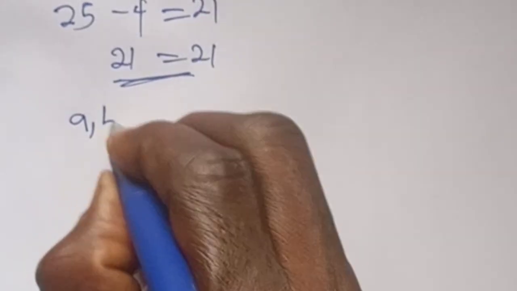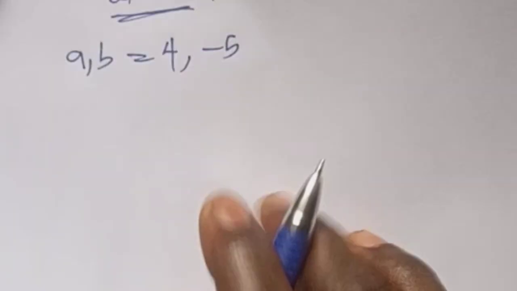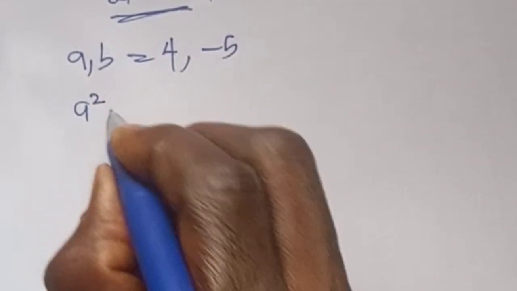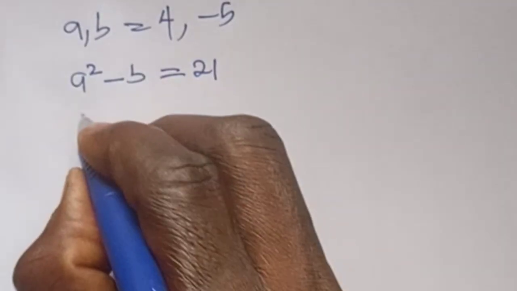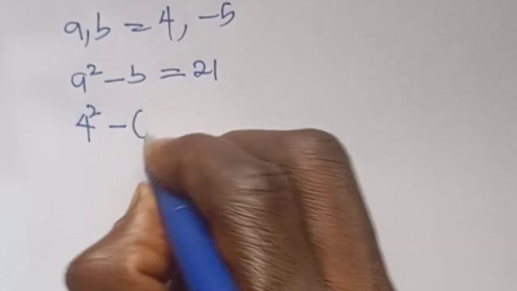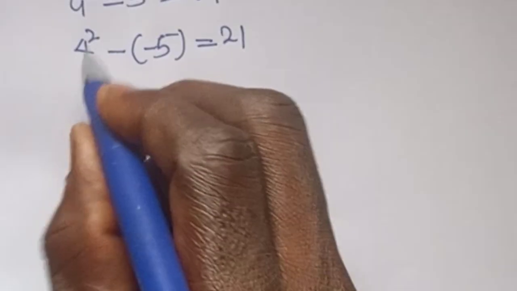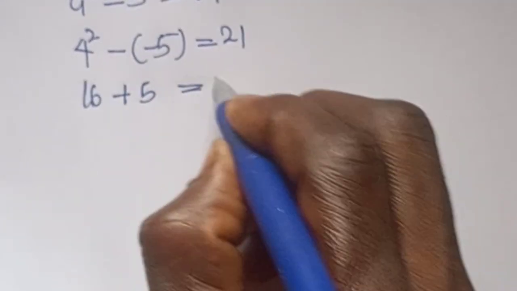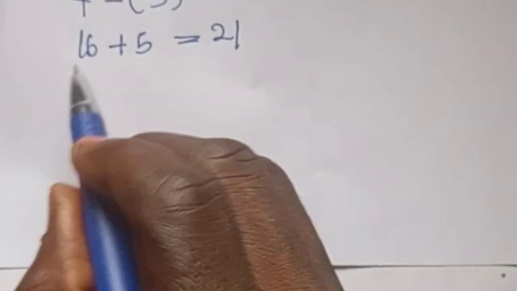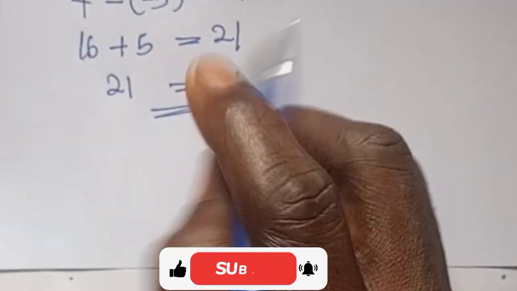And for the second case, a, b is equal to 4 and minus 5. Our equation a to the power of 2 minus b equals 21. A here is 4 to the power of 2 minus minus 5. Can this be equal to 21? 4 to the power of 2, that is 16 plus 5. Can this be equal to 21? 16 plus 5, that is 21. Indeed, it is equal to 21. Also, it's true for the second case.